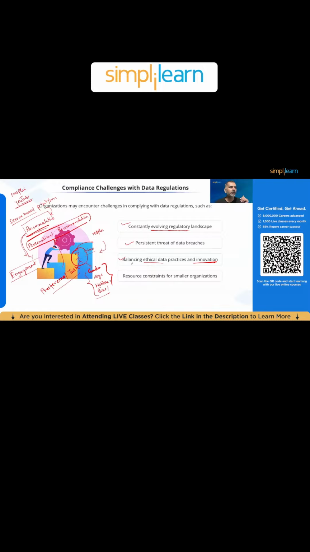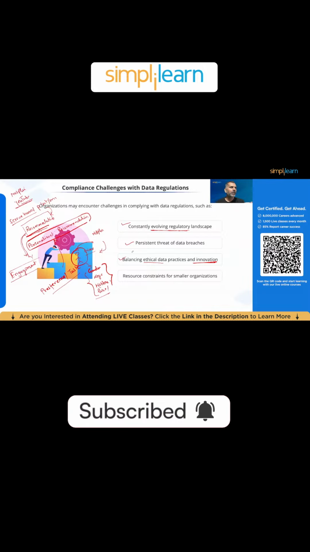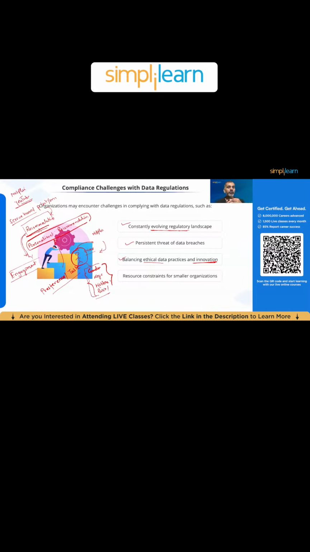And this is where you need to have a balance. If you are collecting personal information, you have to be very careful in handling those pieces of information. But if you do not collect that information, you might lack a more personalized recommendation. That means you might lack innovation. So it's a balancing act between ethical data practices and innovation. Ethical data practices say you have to collect minimum information, isn't it? When you collect minimum information, you might lack in innovation. So that's where we have to set the balance between them.